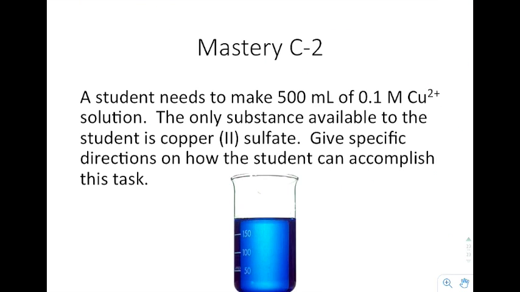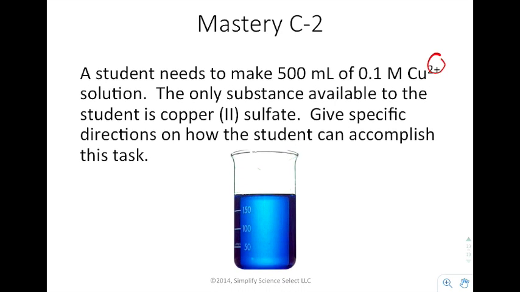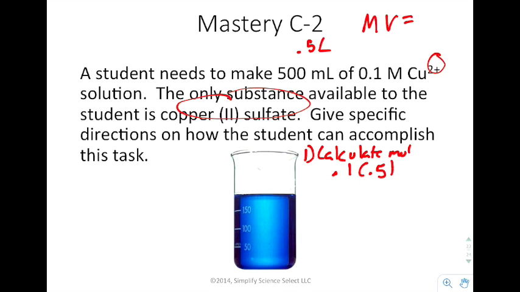In the last example, it says a student needs to make 500 mils of 0.1 molar copper 2 solution, where we have an ion. The only substance available is copper 2 sulfate. Give specific directions on how the student can accomplish the task. So the first thing is the student needs to calculate the number of moles. And here's how they would do that. They would say 0.1 times 0.5. The reason why is 500 mils is 0.5 liters. The molarity times the volume would equal the number of moles. So at this point I would get 0.05 moles of copper.